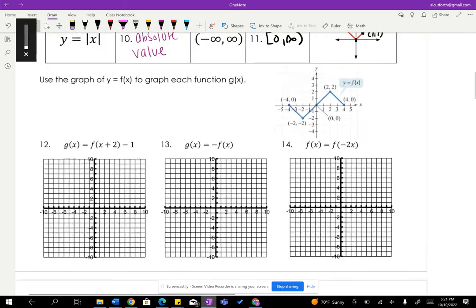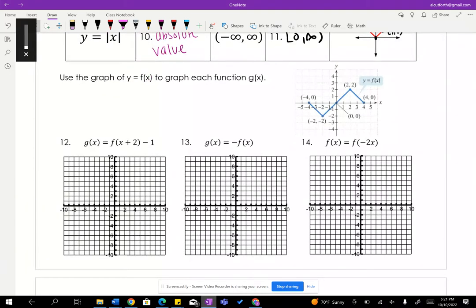Okay, now for these transformations, we're transforming the parent function f to graph each graph g below. This first graph here, the plus 2 means we're going to the left because it's inside, so it's the opposite. And the minus 1 means we're going down because it's on the outside. So we're going to take each point and move it left 2 and down 1.